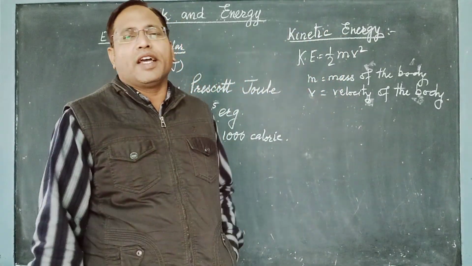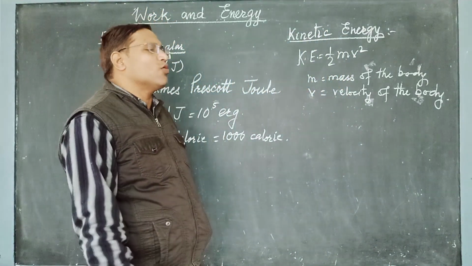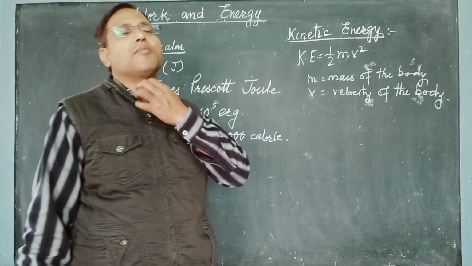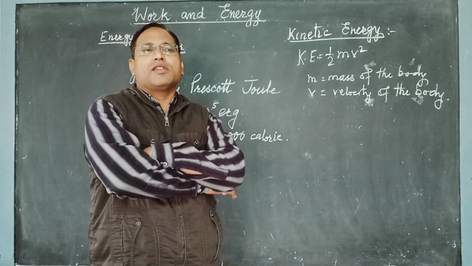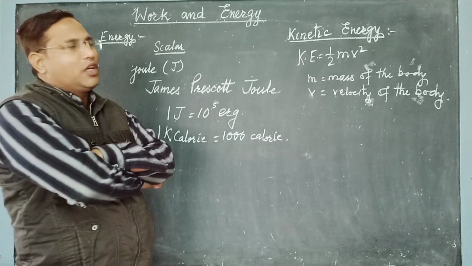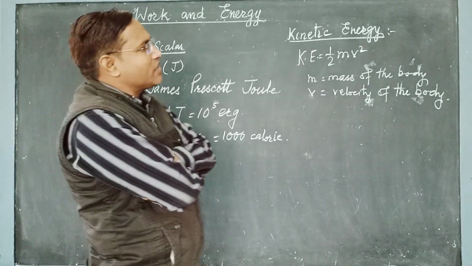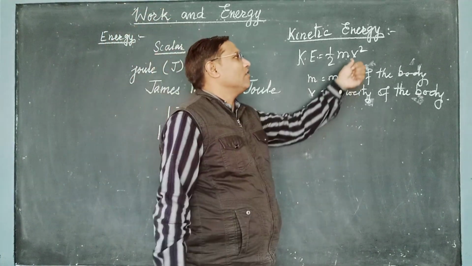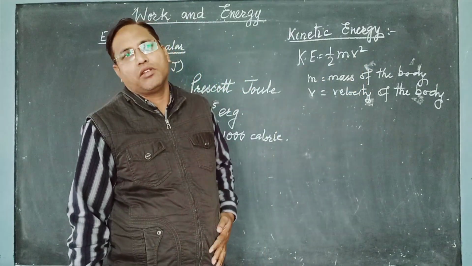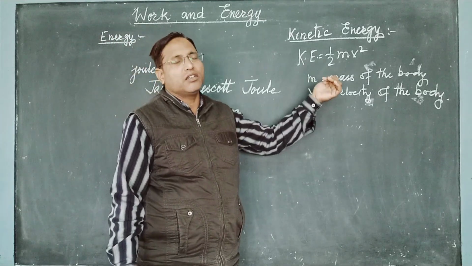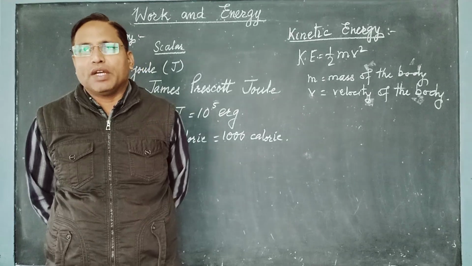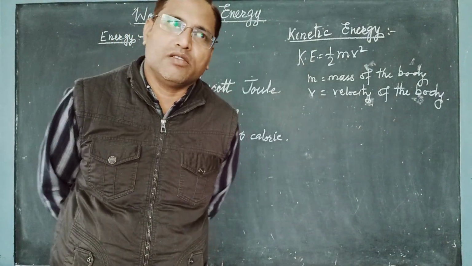So what we are seeing here is that the kinetic energy depends on two factors. A body possessing kinetic energy, the amount of kinetic energy it will possess depends on two factors, mass and velocity. If we increase the mass and keep the velocity constant, then kinetic energy will increase. If we keep the mass constant and increase the velocity, then what will happen? The kinetic energy will increase.